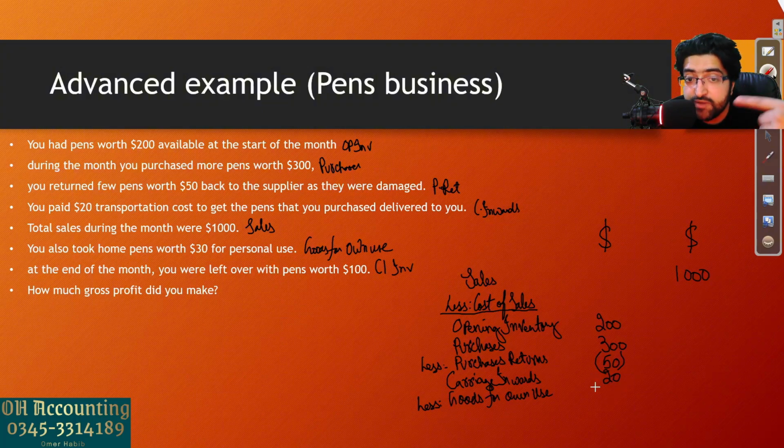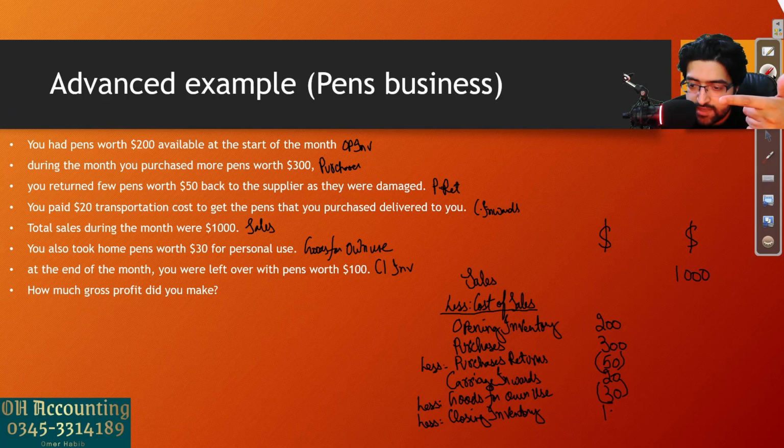Okay, that will not be fair to the business. So I have to remove this out as well. So 30, and then put this in brackets because this is going to get subtracted. Closing inventory. Again, closing inventory is also subtracted and not added.